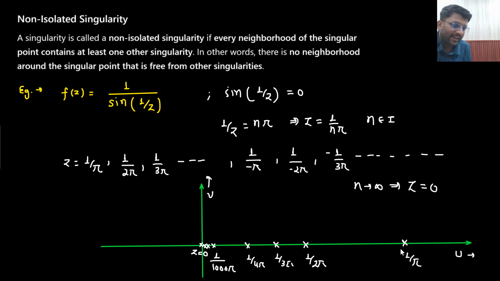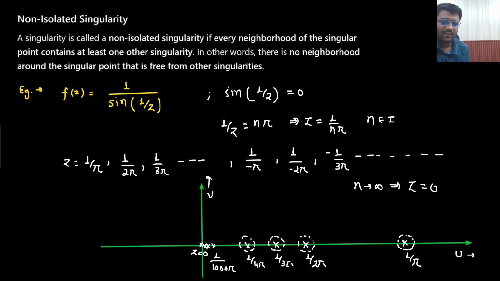Now if I go to this one and ask, near you, is there any other singularity? He will say no. Near you, is there any singularity? No. What about 1 by 1000 pi? He will also say, sir, near me there is no other singularity.